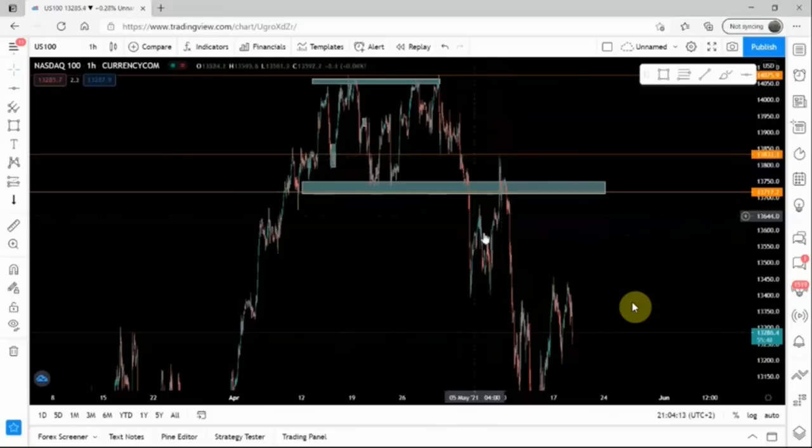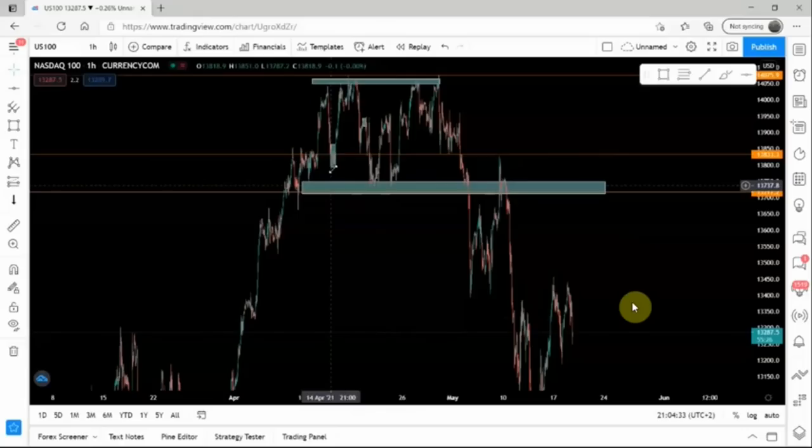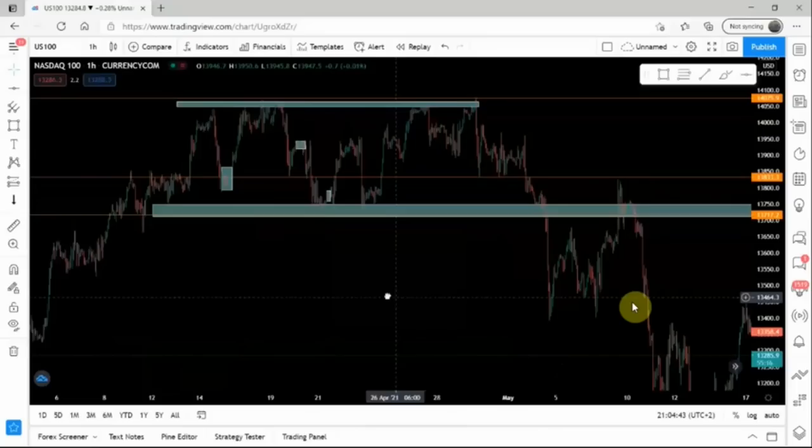What do we have here? We had them make a decision, and at this exact level, we got our equal lows. But not only that, our supply turned into demand, right, to the downside. And where did this all happen? Look at that, guys. It all happened when business started.